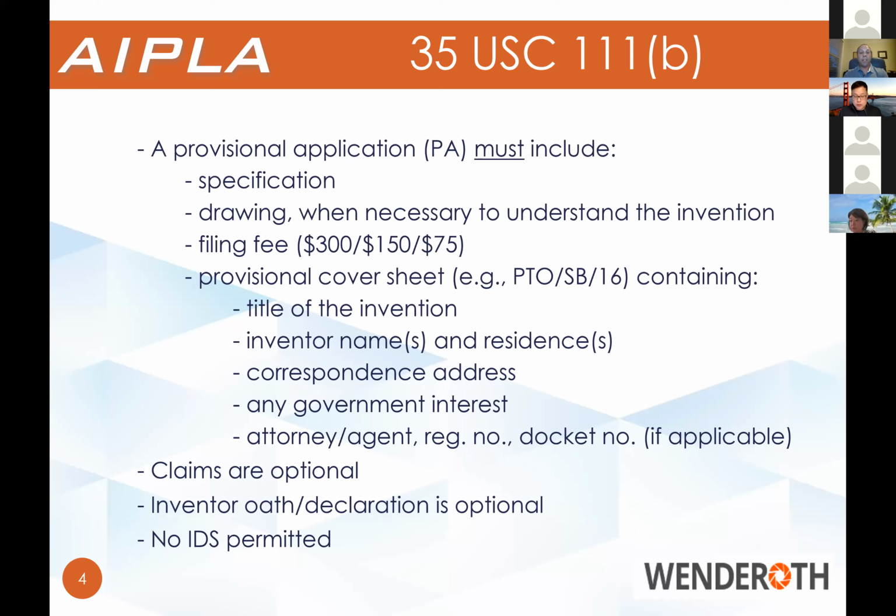Now, what sets a provisional apart big time is that there are no claims required. Claims are optional. They're not required in a provisional application. The inventor oath or declaration is also optional, not required. An IDS, or information disclosure statement, is not permitted. And if it is submitted, then it will not be made part of the file. It'll just be discarded.